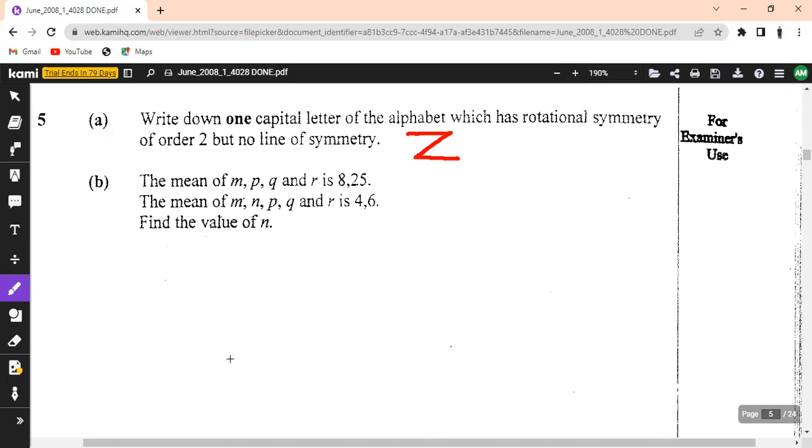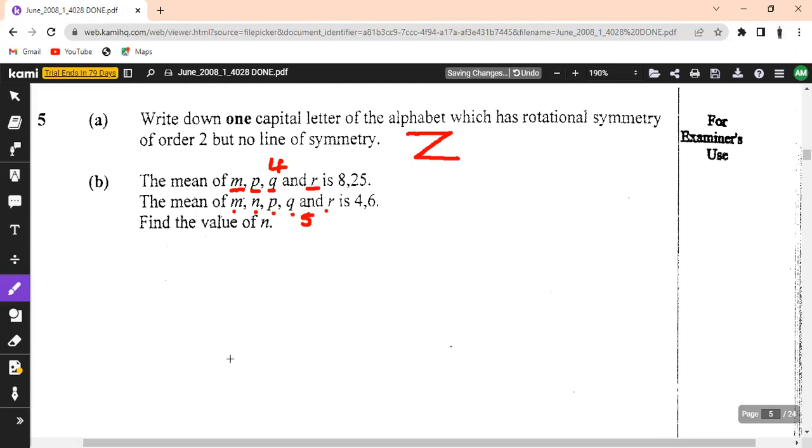All right. Then B, we are given the mean of M, P, Q and R is 8,25. The mean of M, N, and the rest is 4,6. What is important here, don't be confused by these letters. What is important is how many letters we have. We've got 1, 2, 3, 4. So this is the mean of 4 numbers, which is 8,25. And here, 1, 2, 3, 4, 5. The mean of 5 numbers is 4,6. That is what it simply means.